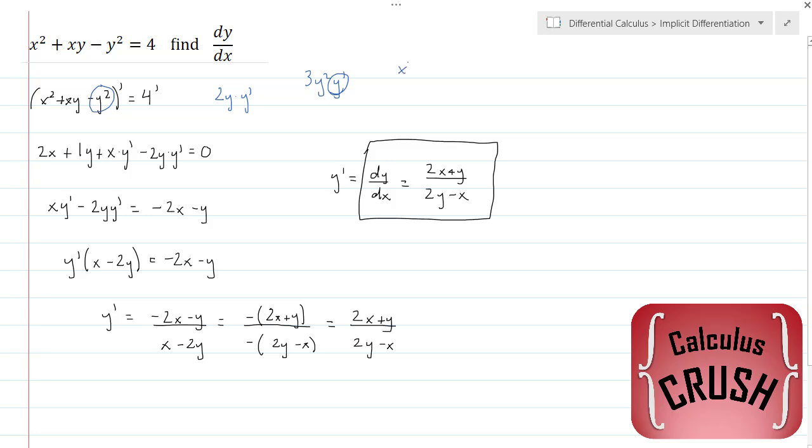Right? So if you've got x cubed, the derivative of that is 3x squared. And if you use the chain rule, times the derivative of x is just 1. So we usually don't have that. But for y, if you've got y cubed, you got to remember, if you take the derivative with respect to x, you've got to have that y prime in there.